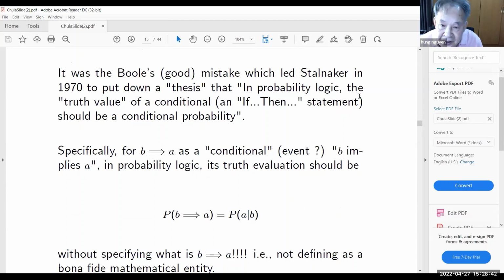So it was Boole's mistake, with Stalnaker in 1970, to put down a thesis, that means a hypothesis, that in probability logic, the truth value of the conditional if-then should be the conditional probability. That means the probability of A implies B has to be the conditional probability of B given A. So this is the equation. If I give you the value of the conditional probabilities, how do you get what A implies B is by itself?